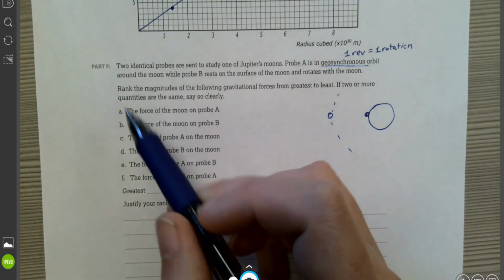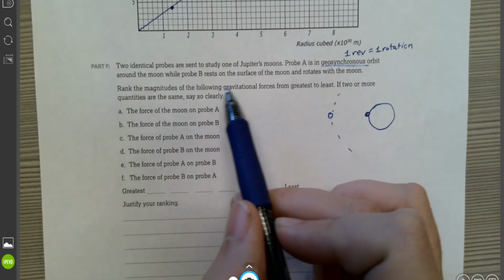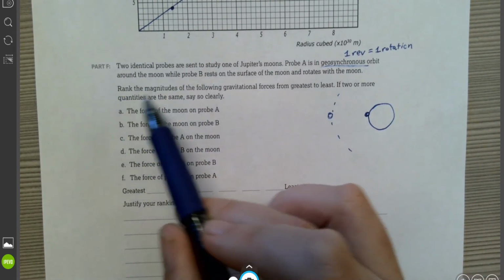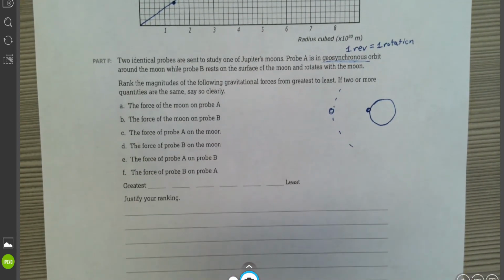And let's see what it wants us to do. It says rank the magnitudes of the following gravitational forces from greatest to least. If two or more quantities are the same, say so clearly. So we have to actually show that they're equal to each other. Ooh, okay, so there's a lot of stuff here. A, B, C, D, E, F. There's 6 things in total. One of them is the force of the moon on probe A. Second one is the force of the moon on probe B.